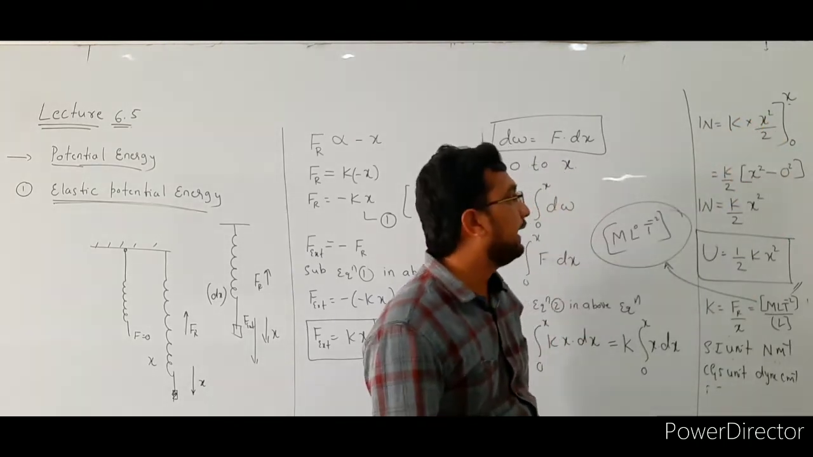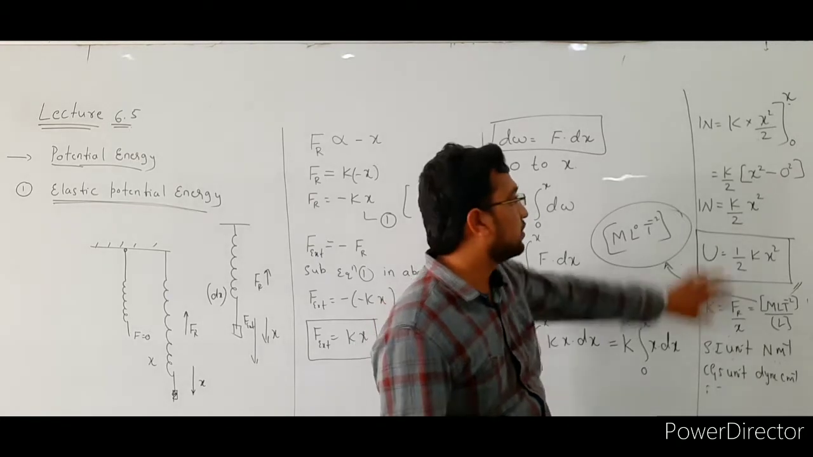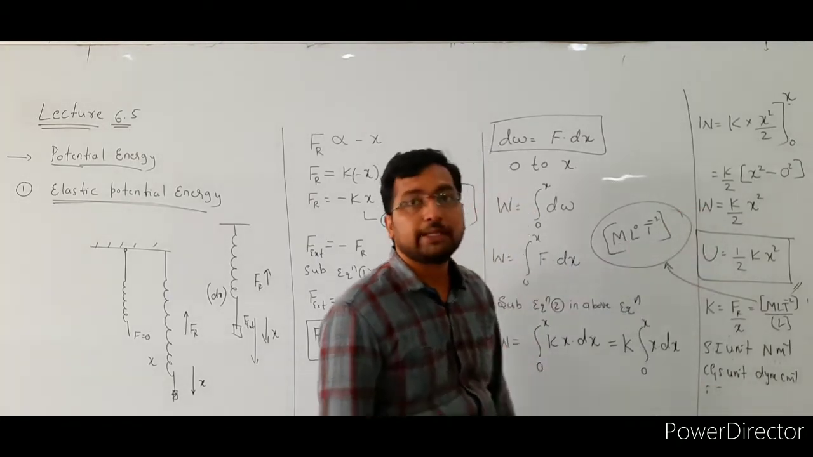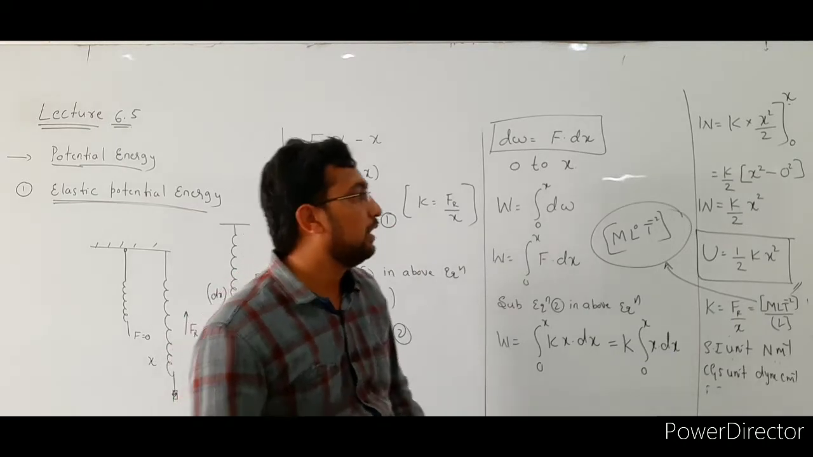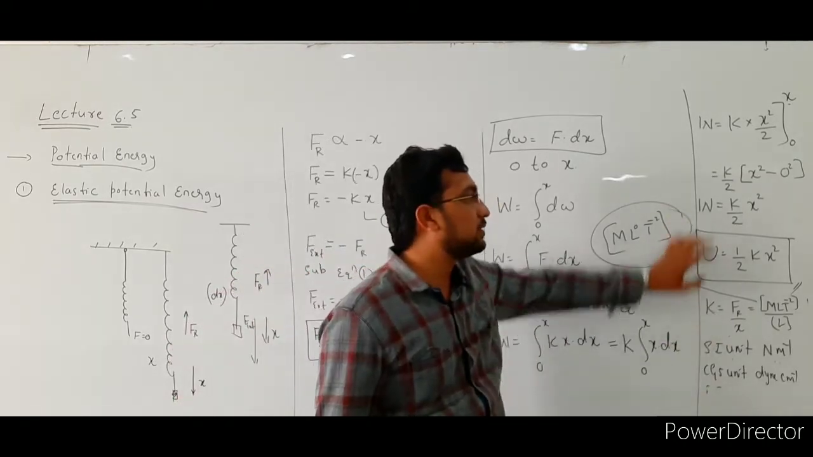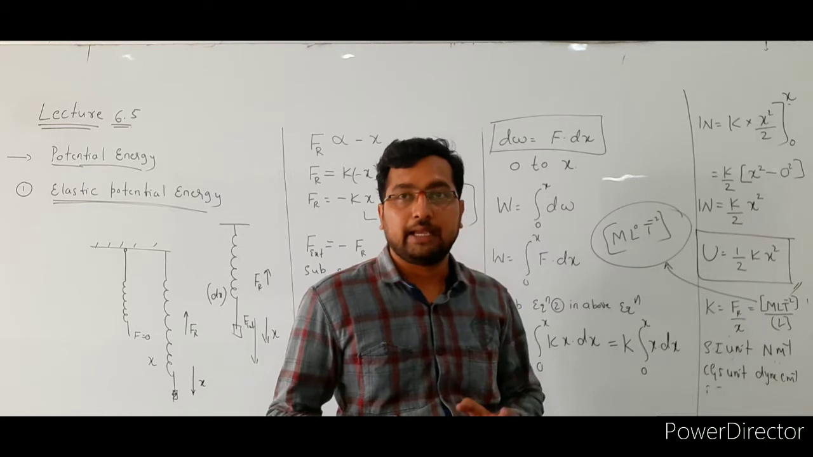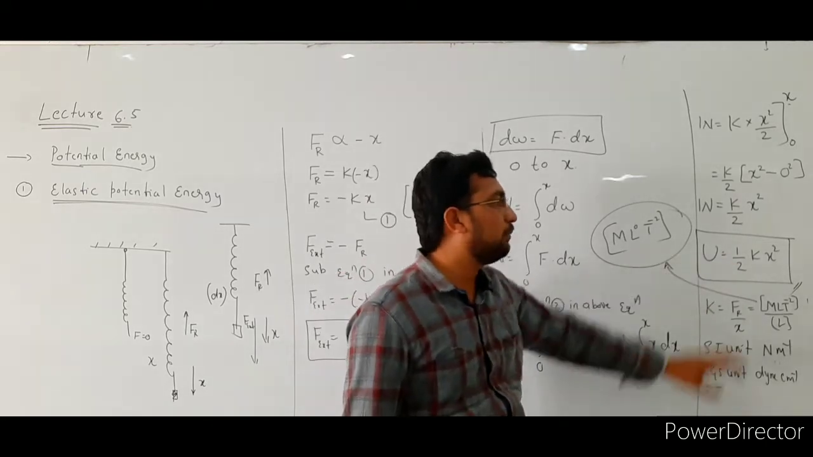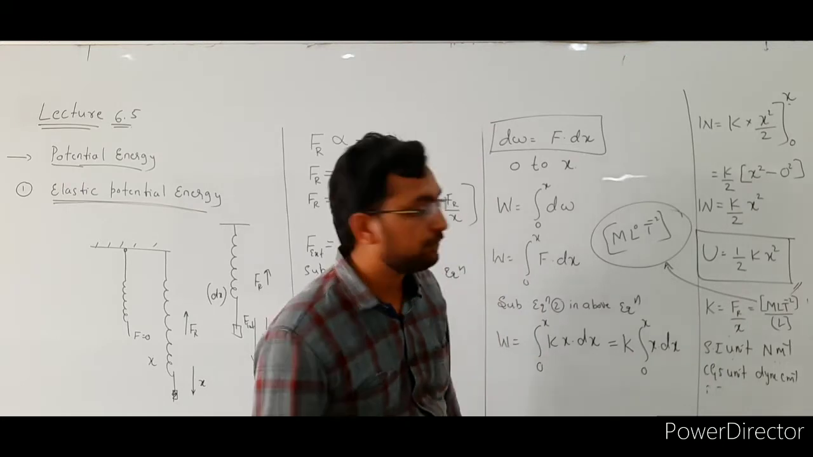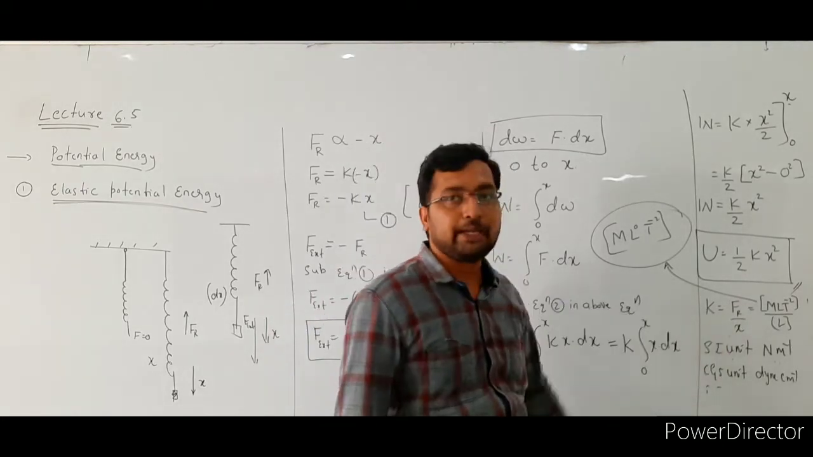K by 2 x square minus 0 square. So then W is equal to kx square divided by 2. This energy stored in the form of elastic potential energy is denoted by U, that is equal to 1 by 2 K into x square. And K is the spring constant.